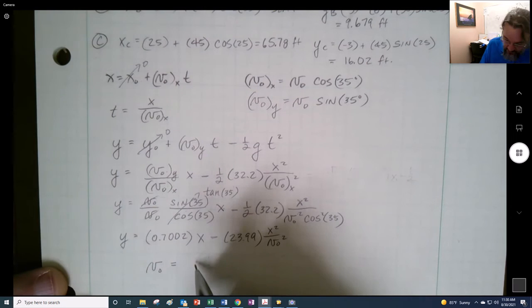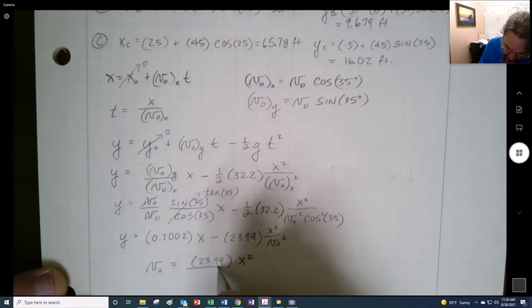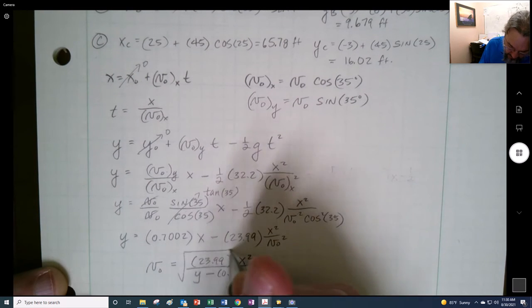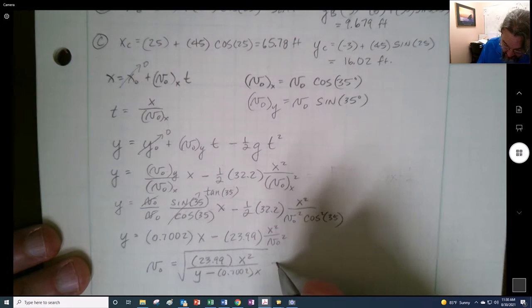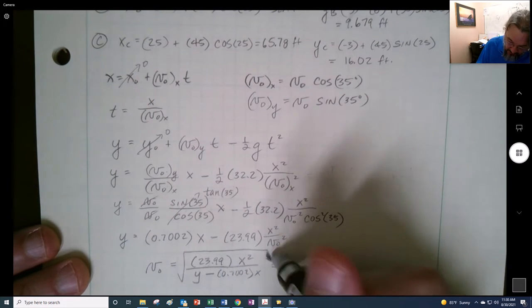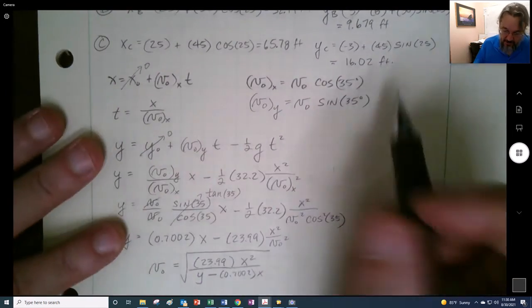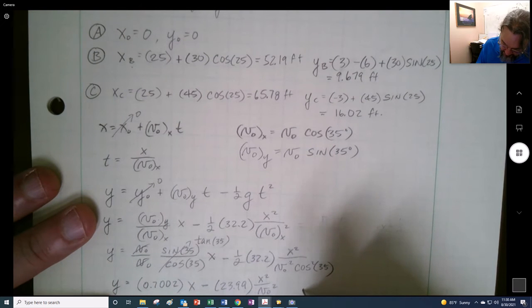We're going to have 23.99 x squared, and that's going to be divided by y minus 0.7002 x. And that's going to be the square root of that, right? Just did a little bit of algebra. All right, so now I can go ahead and put in this first one right there.